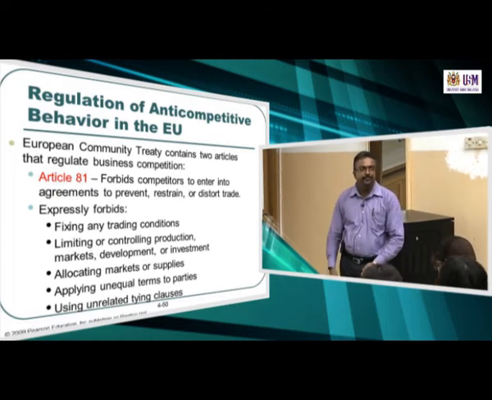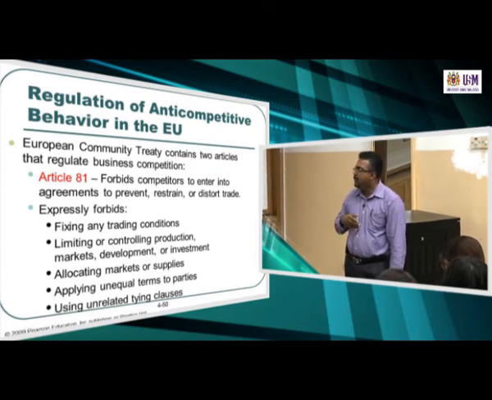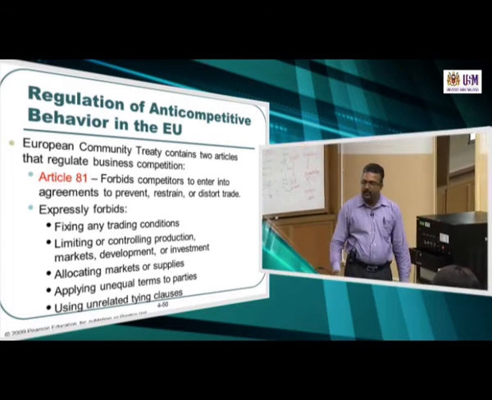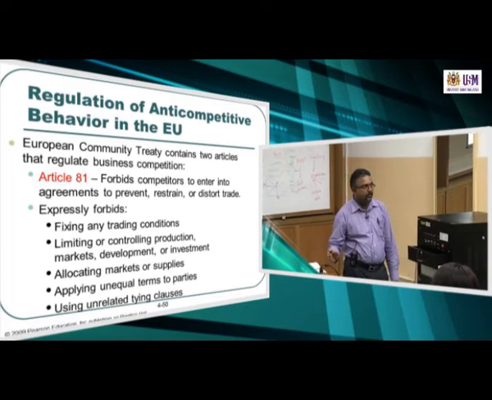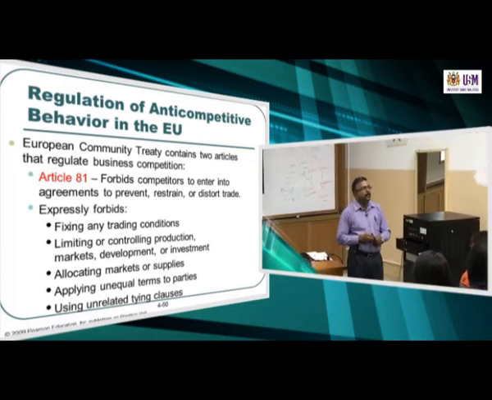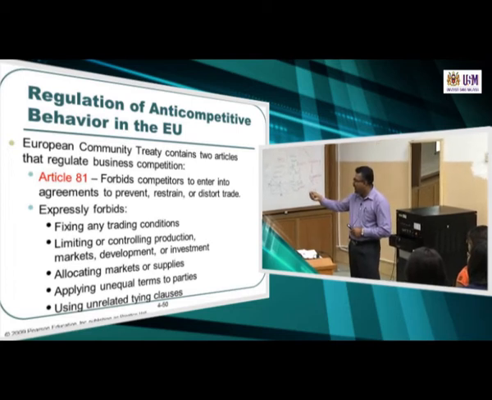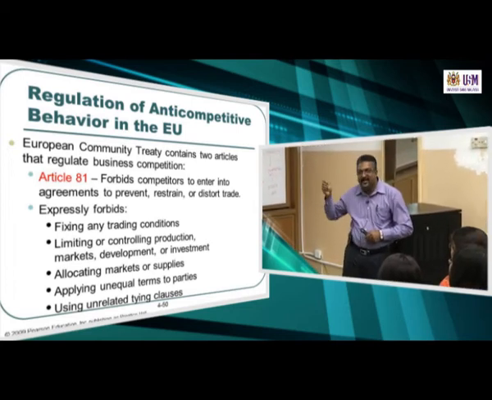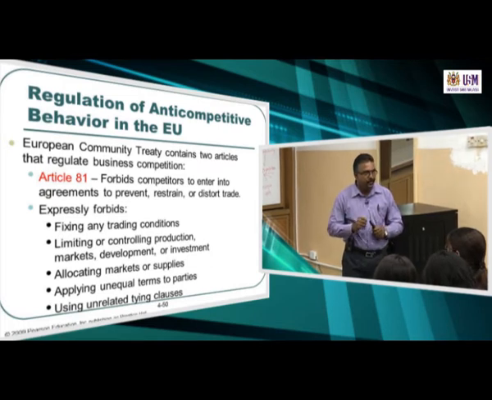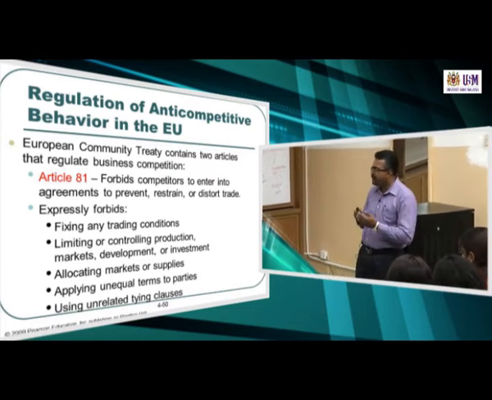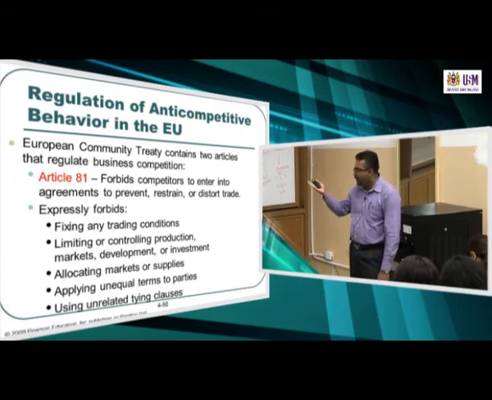For example, I appoint you agent, then I tell you, you must sell this amount every month. If you don't sell, you have to pay me compensation. This is what we call tying clauses, which are unrelated to the business relationship. Because if the agent cannot sell, it's not the agent's fault. Maybe the brand is not good, maybe the company promotion didn't work out well. So we cannot push the responsibility to the agent by giving unrelated tying clauses.